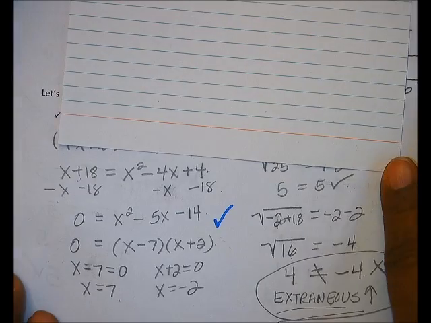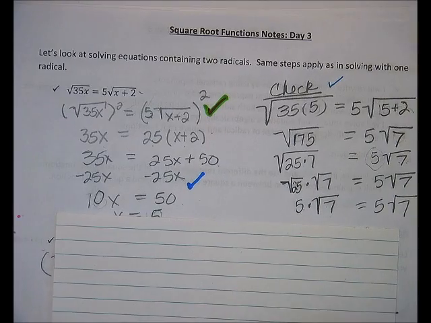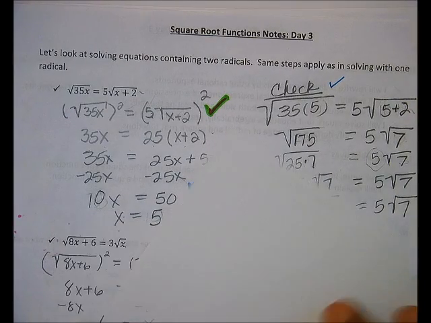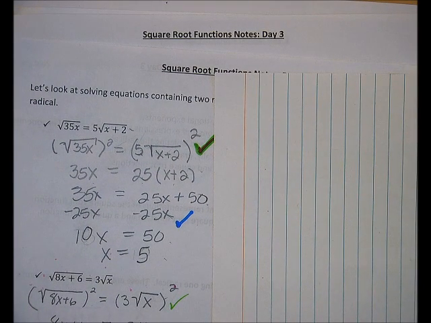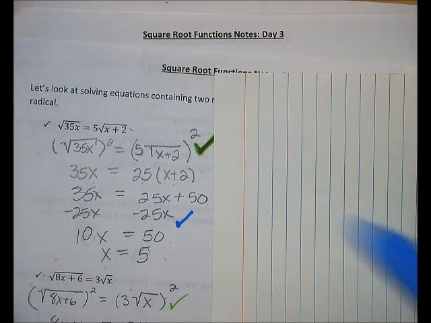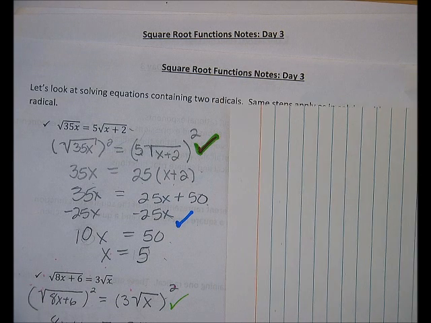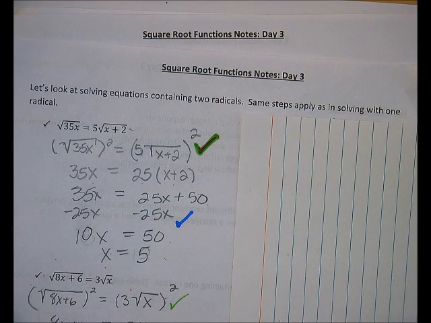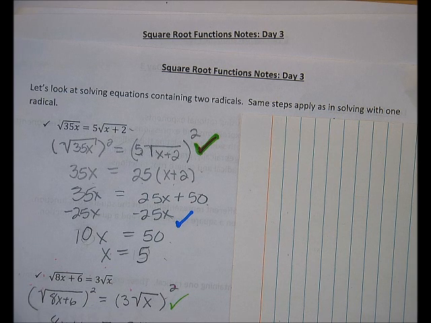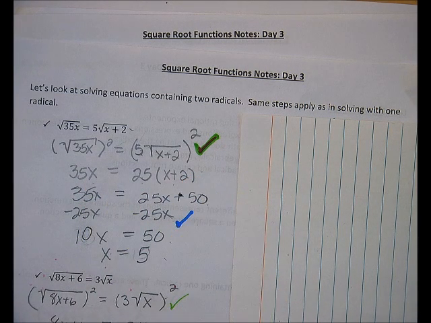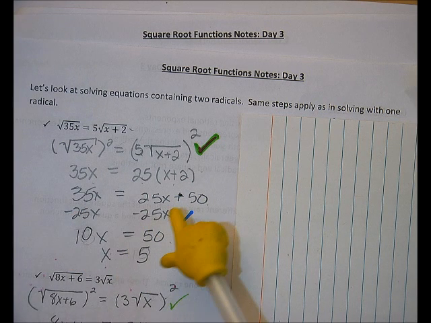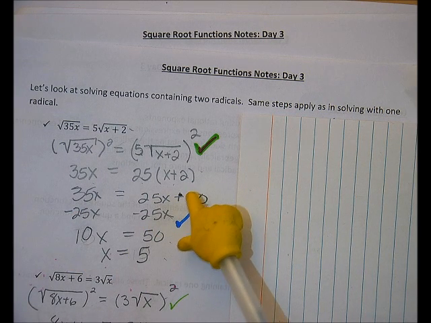Okay. A lot written down here, but don't panic yet. Let's take a look. In this case, we have 2 radicals. So what do we do in that case? Well, we will not be able to isolate it down to 1 radical on one side of the equation, so we will simply begin by squaring both sides. When we do that, we end up with 35x is equal to 25 times x plus 2.